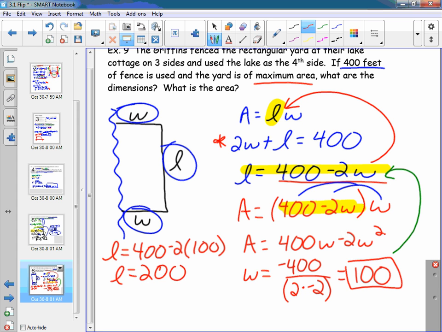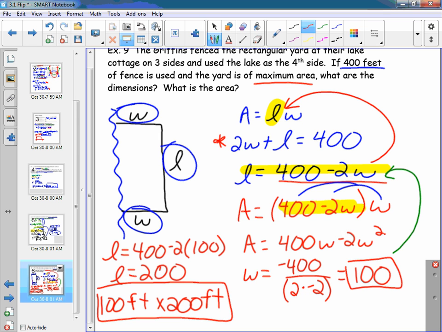So two things that were asked here are what are the dimensions? So our dimensions would be 100 by 200. And then to find the area there, we would just multiply that out. Okay, so if we complete that, the area 100 times 200 would be 20,000 feet squared. So your final answer there for area would be 20,000 feet squared. That is finally it for the 3.1 notes.